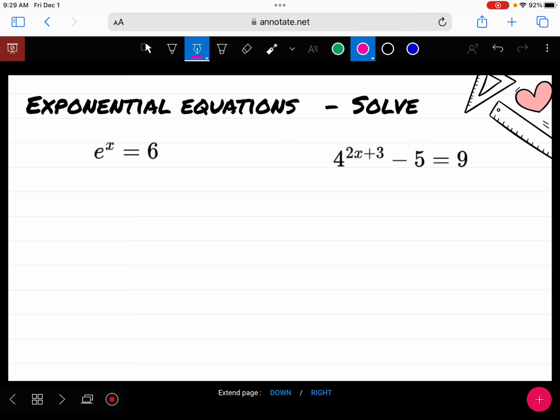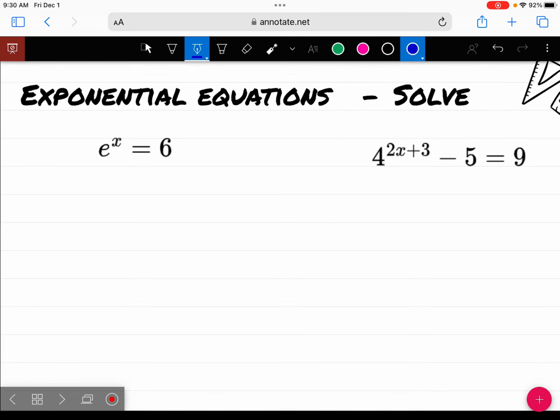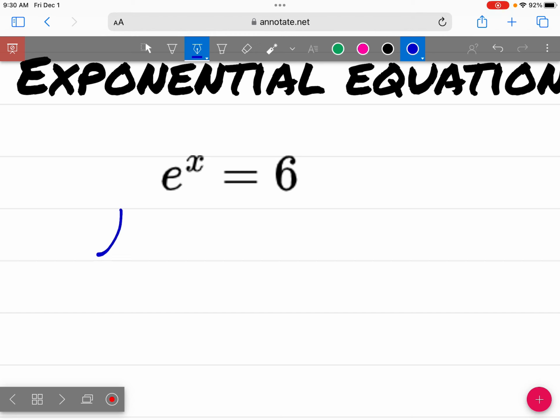So now we're asked to solve. We're going to get all the way to an x equals. I want to know what x is. So this says e to the x is 6. How can I get that x out of the exponent? Say it louder because I couldn't hear. Put it in log form. So this becomes log base e of 6 equals x.